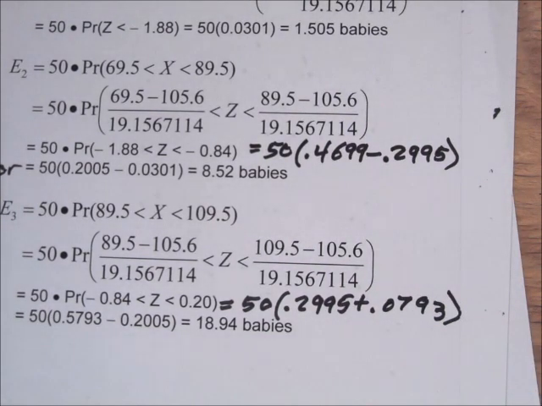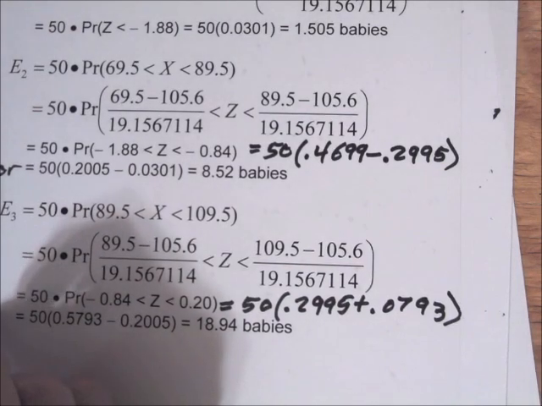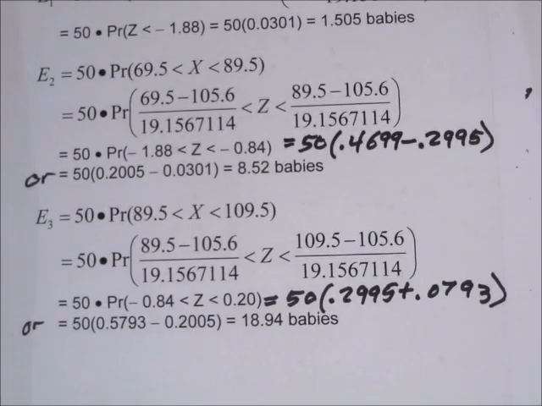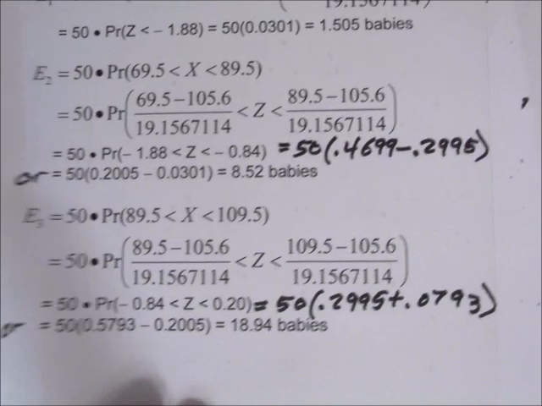So using the one-page z-table, you'd have those numbers. And if we add those numbers and multiply by 50: 0.2995 plus 0.0793, times 50, equals 18.94. We still get the same answer.